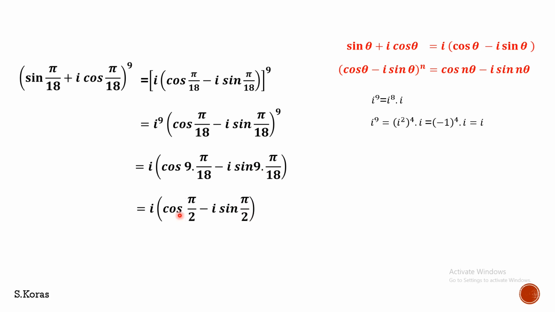Cos 90 is 0 and sine 90 is 1. So our answer will be i into 0 minus i into 1. I into 1 is nothing but i. So i into minus i, our answer will be equal to minus i square. We know that i square value is minus 1. So minus into minus becomes plus 1. So this is the answer.